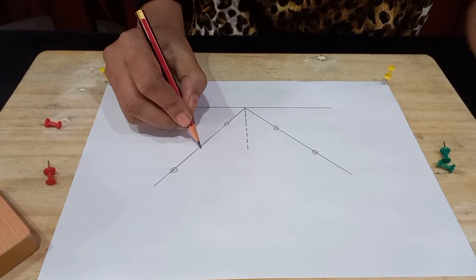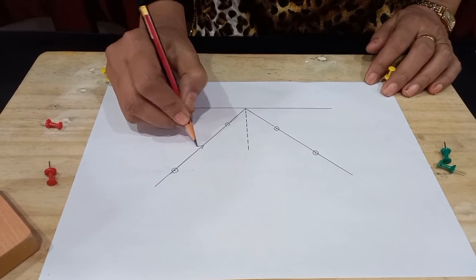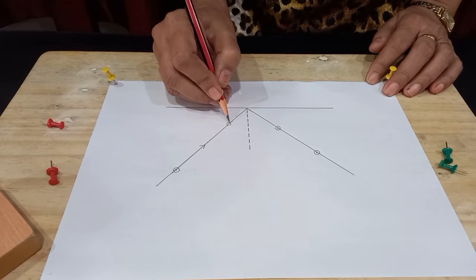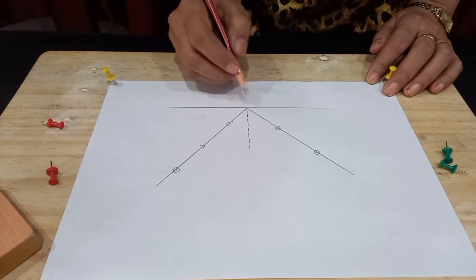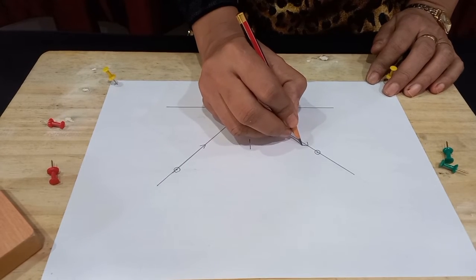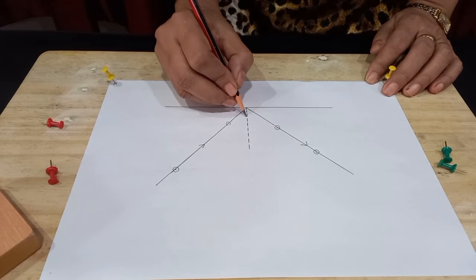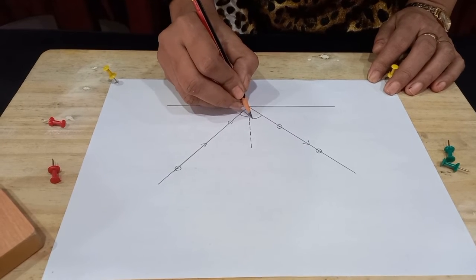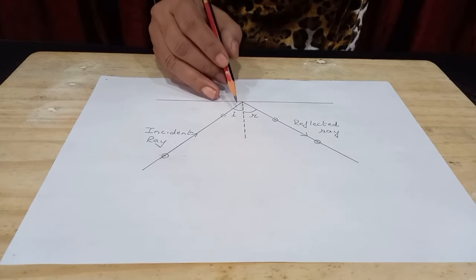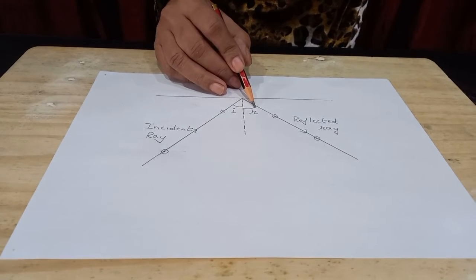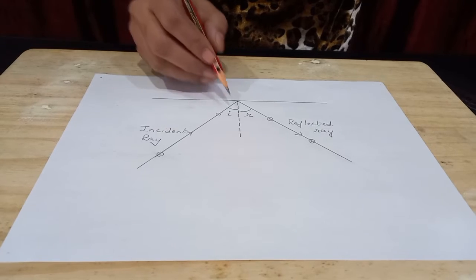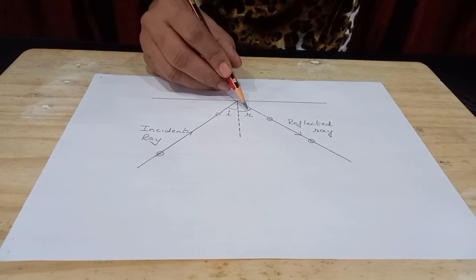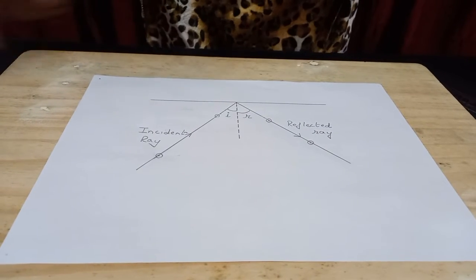So this was the incident ray of light, because the image of these two pins was being formed in the mirror, and this is the reflected ray of light. So this is the angle of incidence and this is the angle of reflection. Measure these two angles. You will find that the angle of incidence is equal to the angle of reflection.